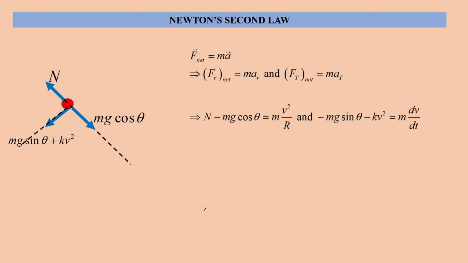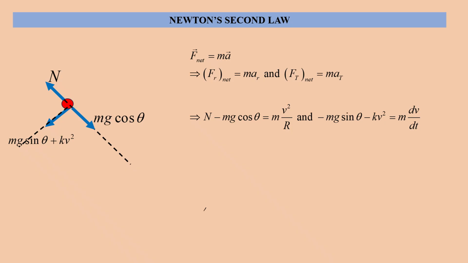Next step is to apply Newton's second law of motion on the particle at this moment. For a particle, Newton's second law states F vector net equals m into a vector. That is, the net force vector on a particle at any moment is equal to the product of its mass and its acceleration vector at that instant. This is a vector equation.